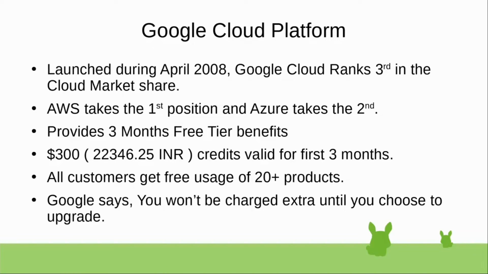Google Cloud Platform is providing 3 months free tier benefits. They will be crediting you $300 in your cloud account, and for the first 3 months, whatever service you use, the money will be deducted from this amount. And also they are saying all the customers will get free usage on some of the services like bucket, and some services like virtual machine they are providing for free. And also Google says that you won't be charged until you upgrade to the paid plan.